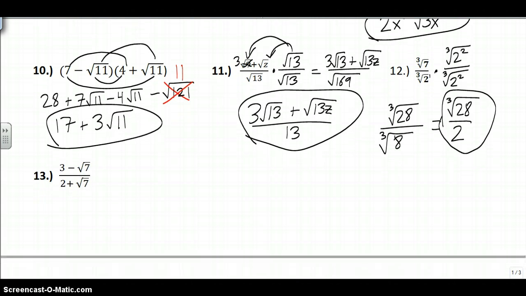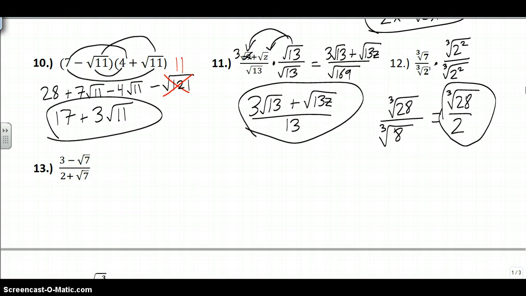Last one I'll do for this video, 3 minus the square root of 7 over 2 plus the square root of 7. All you would do, this one's a little different. You can't just multiply by square root of 7 like you could in number 11. Okay. This time you have to multiply by the conjugate.